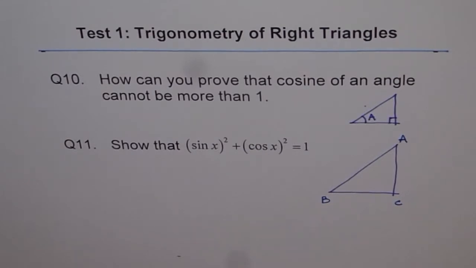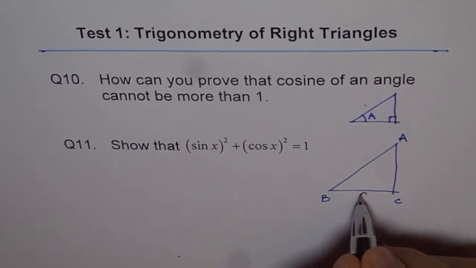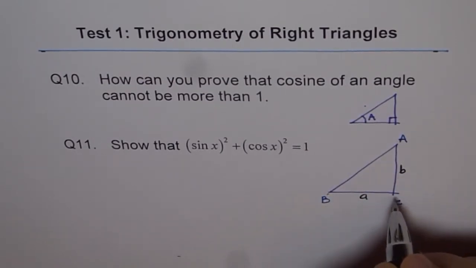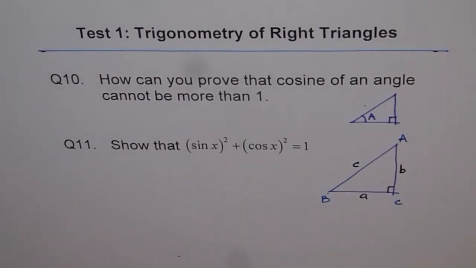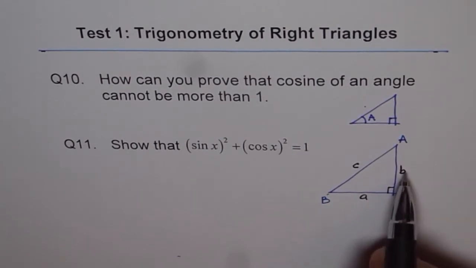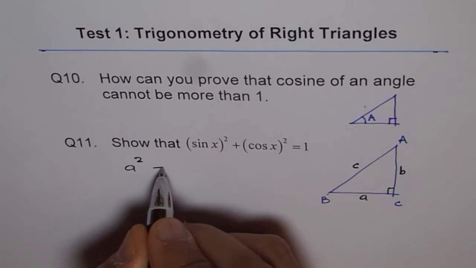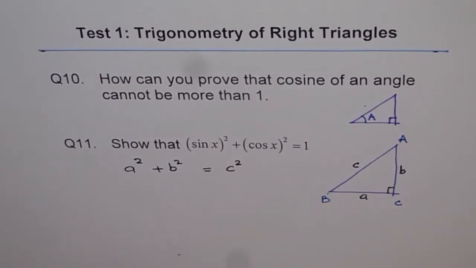Let me write in different thing. Side opposite to capital A will be referred to as A. Opposite to B will be B. And opposite to C, which happens to be a right triangle, will be C, right? Now we know from Pythagorean theorem that A square plus B square is equals to C square, right? So we have A square plus B square equals to C square, correct?